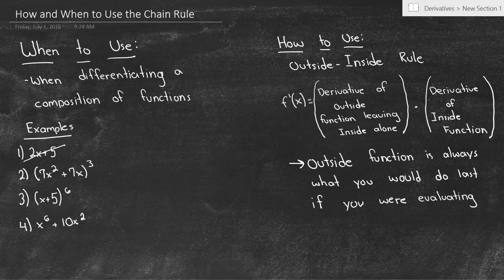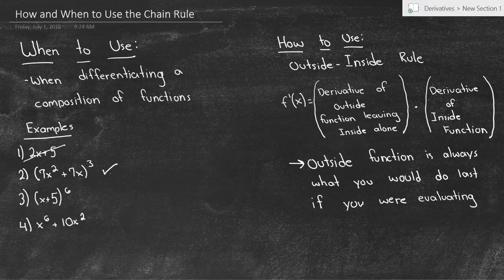But this one, we have 7x squared plus 7x all raised to the third. We could think of this as having an outside and an inside. We could think of the power of 3 as the outside function. So it's something like x cubed would be the outside function, and this whole thing would be considered the inside function. And that is the type of case where you would need the chain rule. So yes, this takes the chain rule.